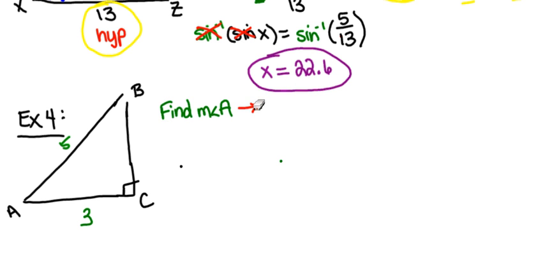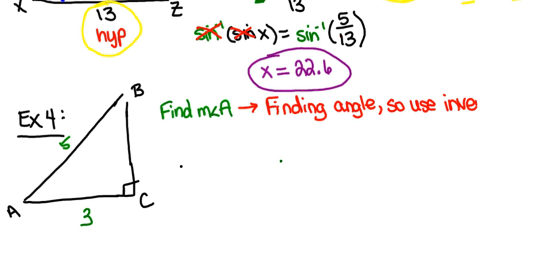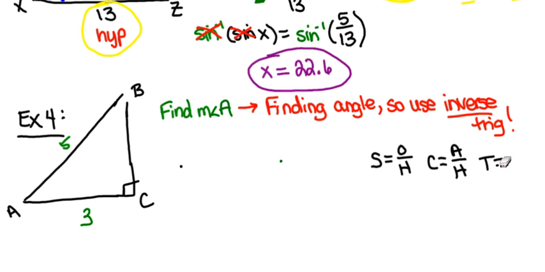Again, we're finding an angle, which tells us we're going to have to use inverse trig. And I've got some old horse caught another horse, taking oats away, or SOH CAH TOA.